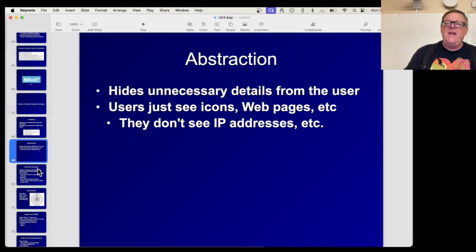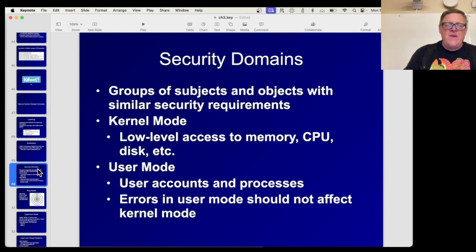That's hidden away, and you see only what is important to you at your level of abstraction. There are security domains. You group objects together with similar security requirements. So kernel mode is the mode of the processor where it has complete access to all the hardware, but user mode is where you're running on top of the kernel. You don't have any access to the kernel, so if your program crashes, it doesn't bring down the computer entirely.